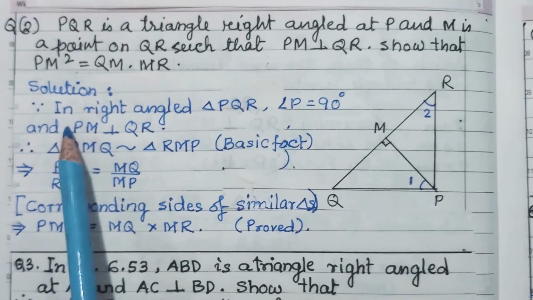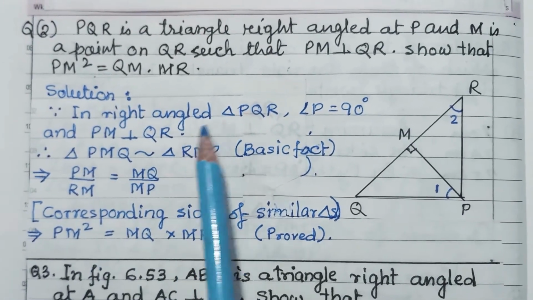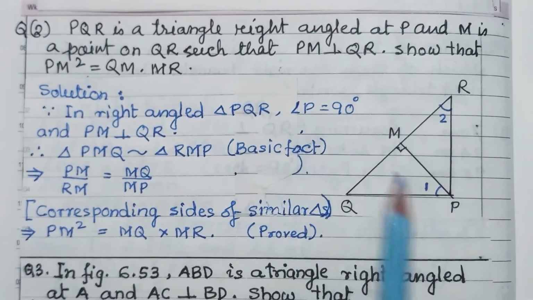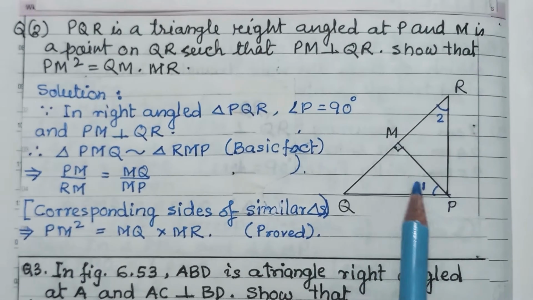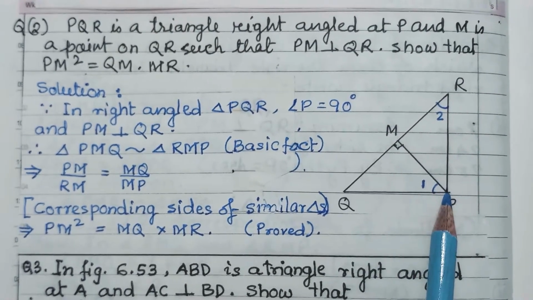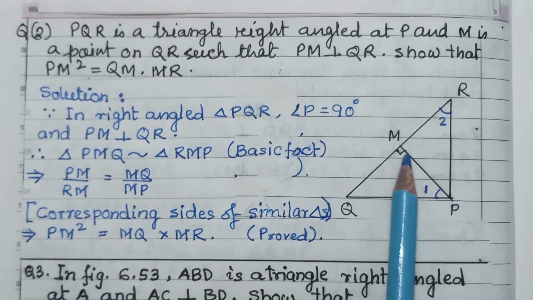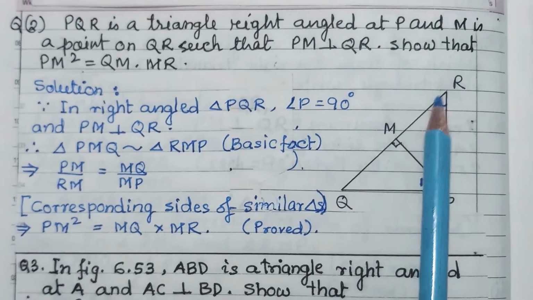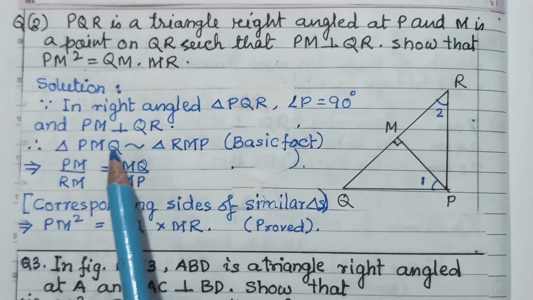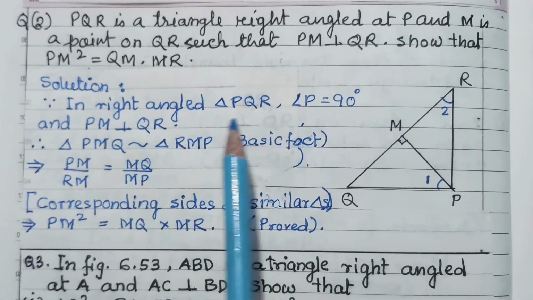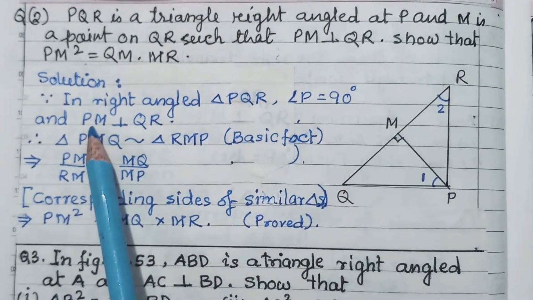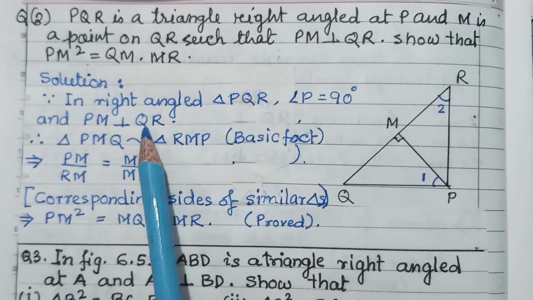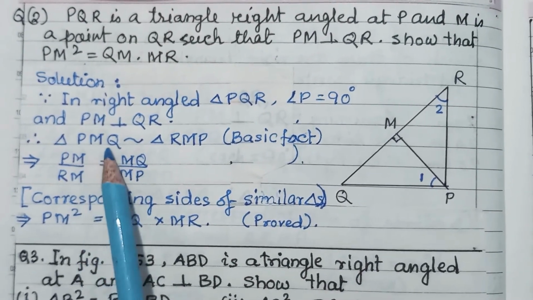Now in right angle triangle PQR, angle P is 90 degree. By the first theorem, from the vertex of the right angle, draw a perpendicular on the hypotenuse. This triangle is similar to this triangle, that we have to take. So we can say angle P is 90 degree, PM is perpendicular on QR. Therefore, triangle PMQ.